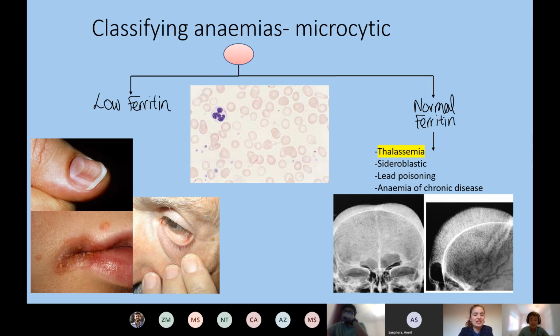But when we classify anemias, we classify them based on size. And I think that hematology is a lot of doing these diagrams. So we start off with our cells that are small, so microcytic, and then we do our normocytic anemias, and then we do our macrocytic anemias.